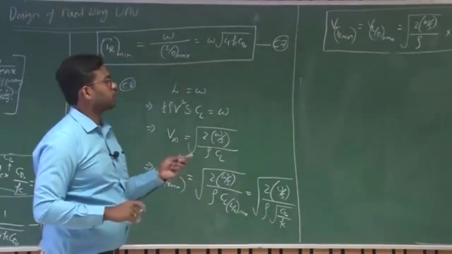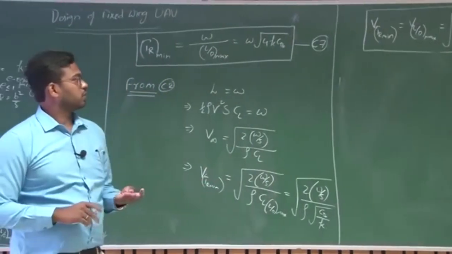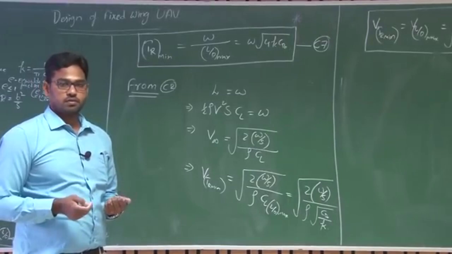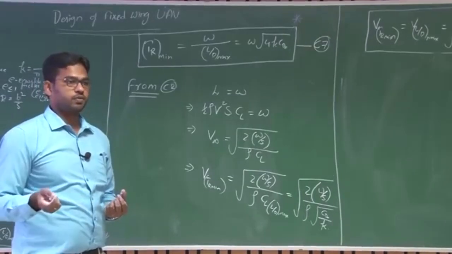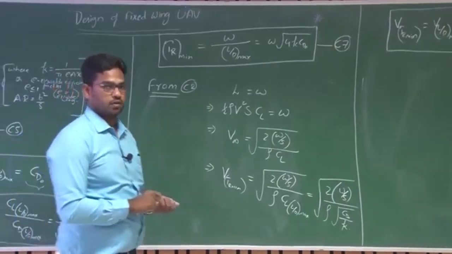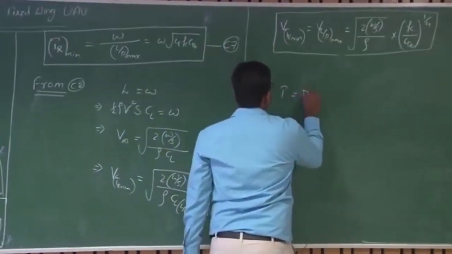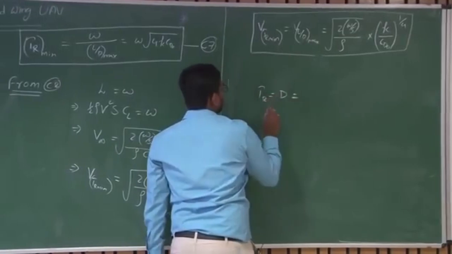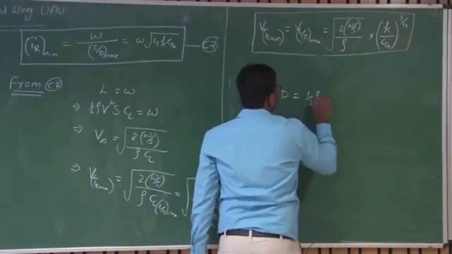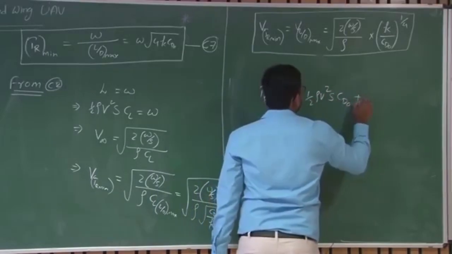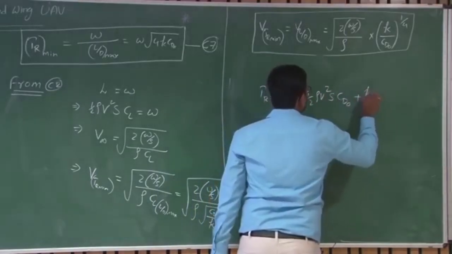We have also solved for what are the velocities that are possible to achieve level flight at a given thrust required condition, right? How have we done that? We have T equals D, thrust required equals drag, which equals half rho V square S into CD, which is CD naught plus K CL square.